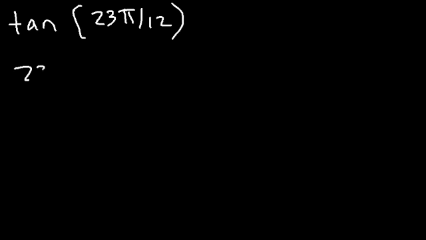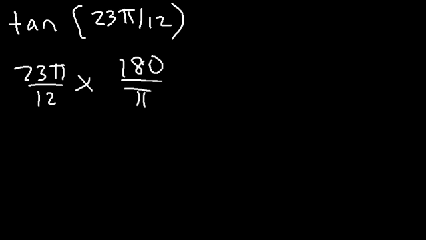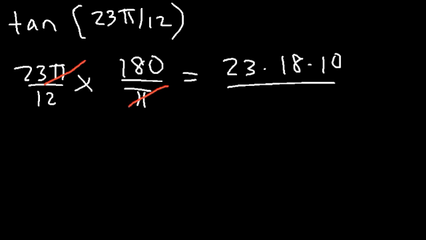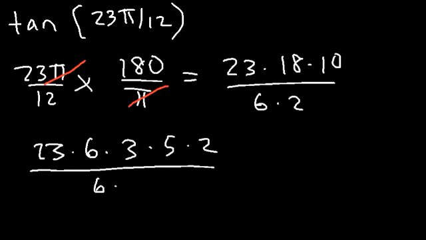So let's begin by converting this into degrees. So let's multiply by 180 over pi. So these two will cancel, and it's going to be 23 times 18 times 10, and 12 is 6 times 2. And as we've been doing, 18 is 6 times 3, 10 is 5 times 2, and let's cancel the 6 and the 2. So now we need to multiply 23 by 3 and by 5. So 3 times 5 is 15. So we have 23 times 15.